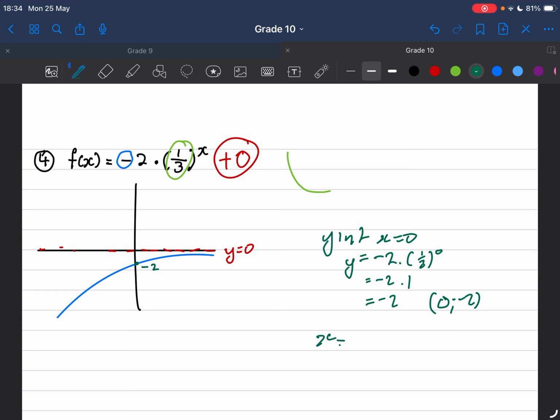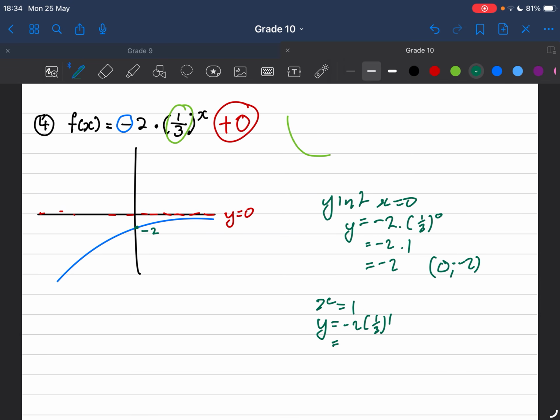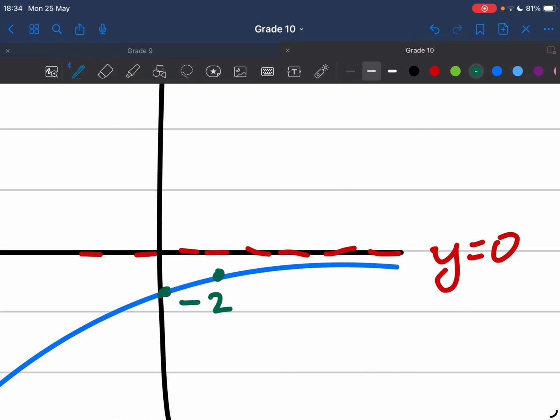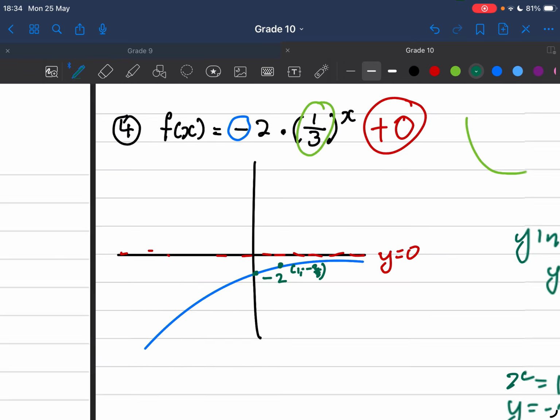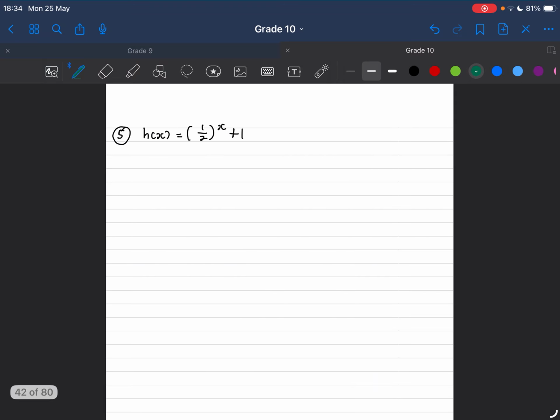So let's say x equals 1. Alright, 1 is fine, I guess. So y is equal to negative 2 into 1 over 3 to the power 1. So it's negative 2 over 3. So my coordinate is 1 and negative 2 over 3. Now that will obviously be somewhere here. So 1 and negative 2 over 3. And those are my two coordinates.